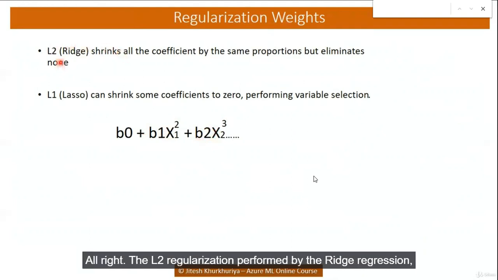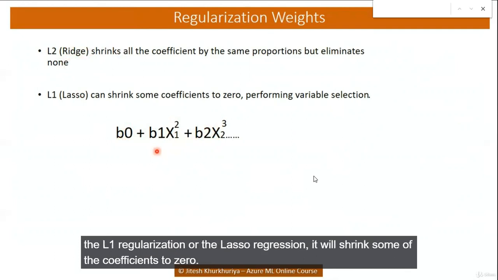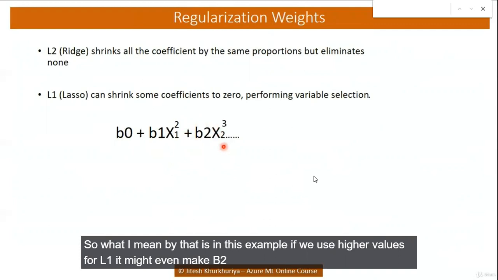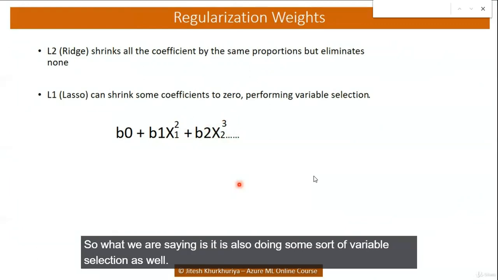Alright, the L2 regularization performed by ridge regression shrinks all the coefficients by the same proportions, but it does not eliminate any of those. Whereas the L1 regularization, or the lasso regression, will shrink some of the coefficients to zero. What I mean by that is, in this example, if we use higher values for L1, it might even make B2 zero, and hence it prevents the overfitting. So the X or the feature associated with this coefficient might not even be selected. So it is also doing some sort of variable selection as well, and we will have more relevant features or variables in our equation.